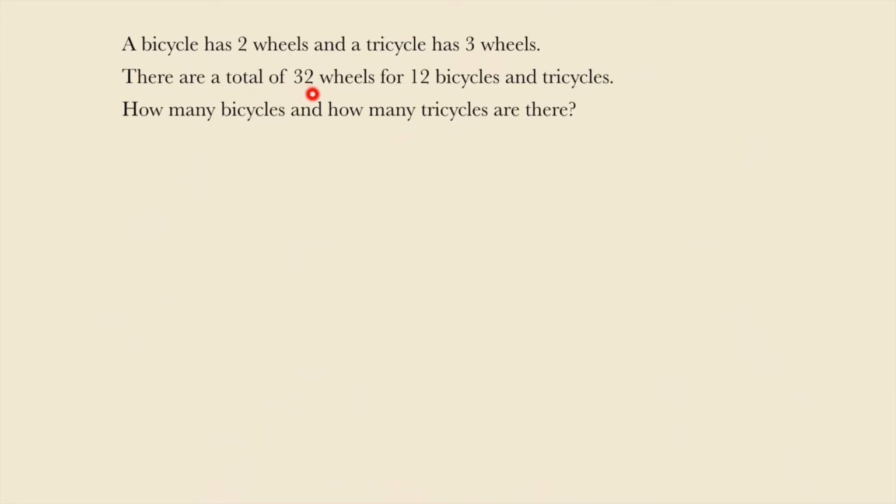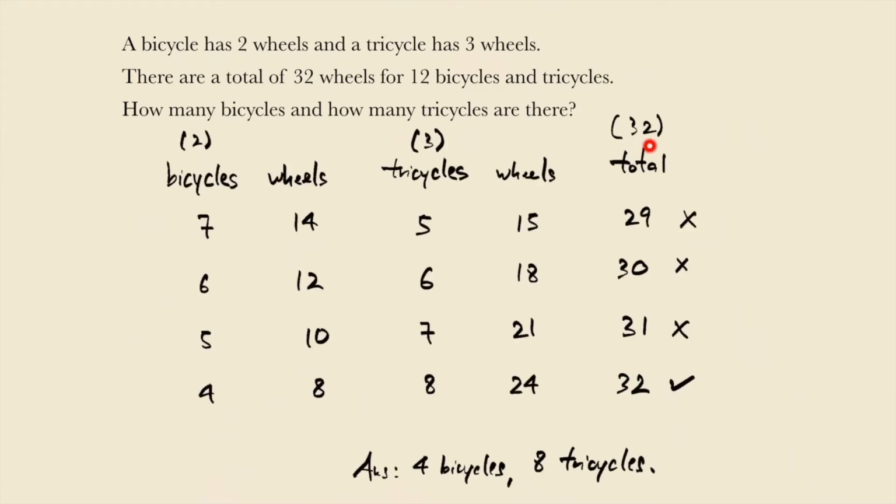There are a total of 32 wheels for 12 of these 2 groups. Okay, so let's have that table up again. We're looking for a total of 32 wheels and you can guess, let's say a total of 12 of them, right? So 7 and 5, that's too few wheels. So let's increase the number of tricycles by 1.